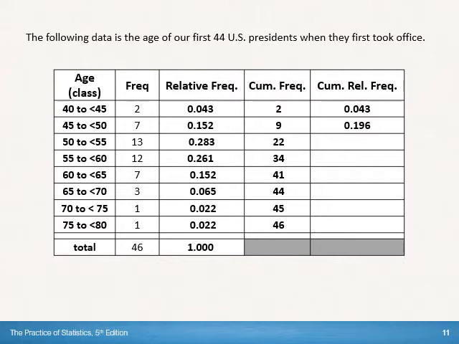So this next one would be 22 divided by 46. All right, and then you can kind of see what the rest of them are. At the total at the bottom, again, it's a running total, so it doesn't make sense to add up that column. The last row there should be a 1. So that means 100% of the presidents so far at their first inauguration were younger than 80 years old.